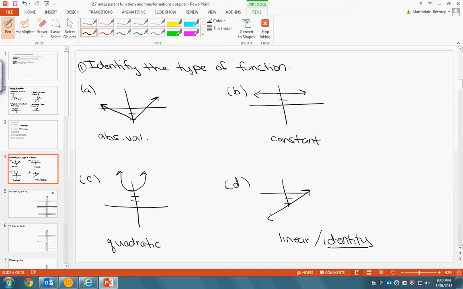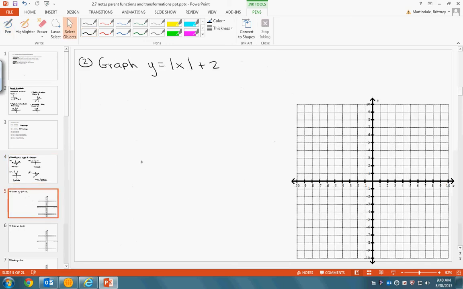All right, some examples. Number 2, graph y equals the absolute value of x plus 2. You can do a t-table. You can always do a t-table. The problem is it takes a lot of time, and I think you know from your homework already that sometimes negative 2 to 2 isn't enough on the t-table. And you have to do even more, and it takes forever.